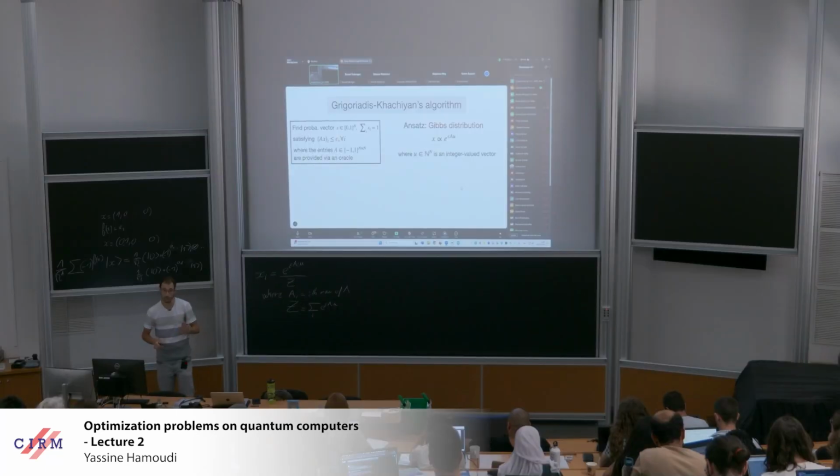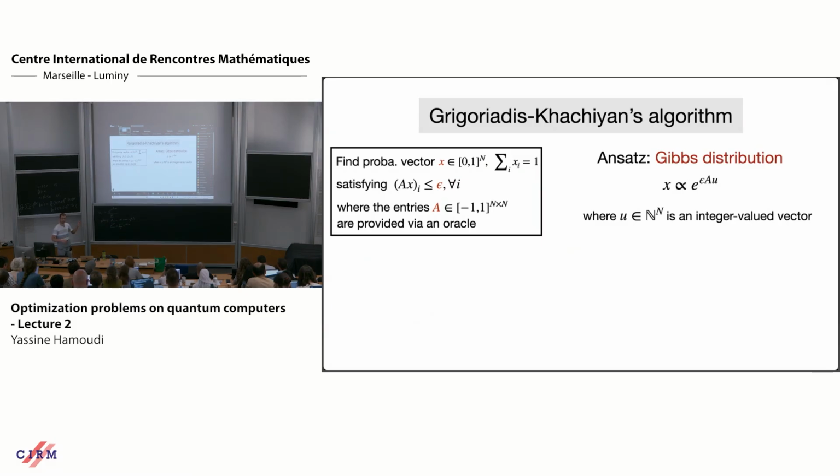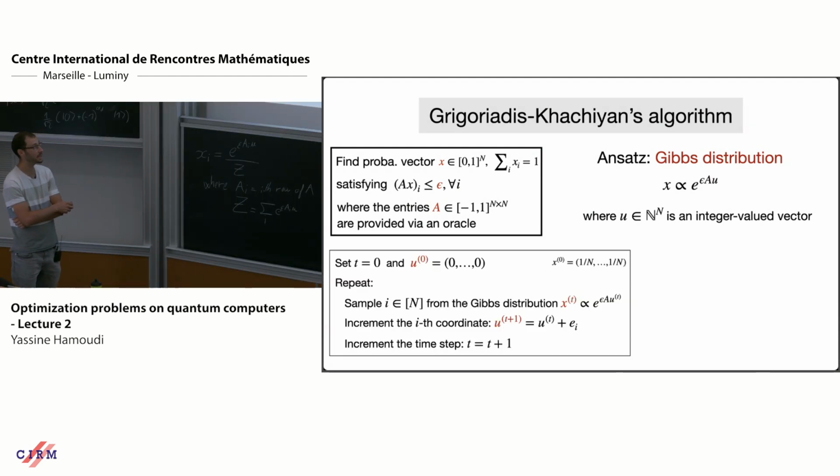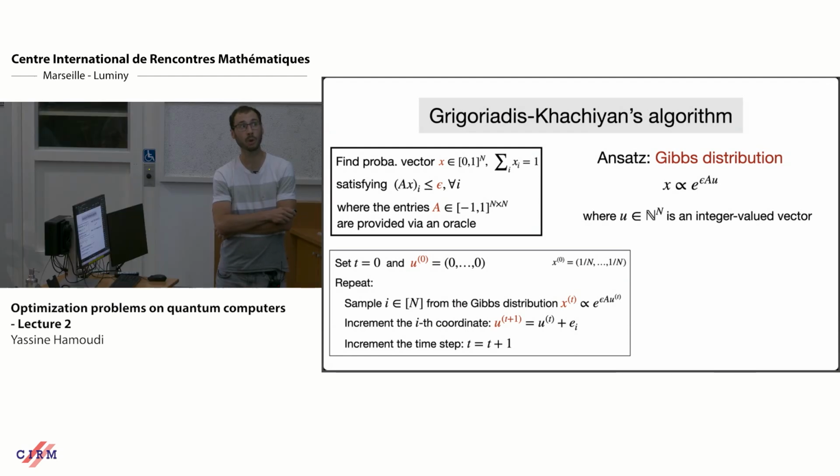Okay, so we'll be looking for a distribution of this type, and the question is, how should the vector U be chosen? So this is the algorithm. Again, it's going to be an iterative process. We'll start with something easy, which will be gradually updated. The initial step is to choose U to be the all zero vector, meaning that the Gibbs distribution is a uniform distribution. This is our initial guess.